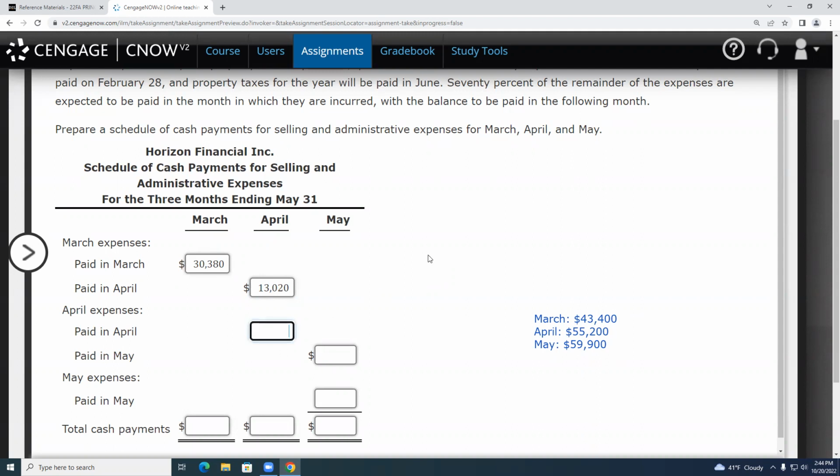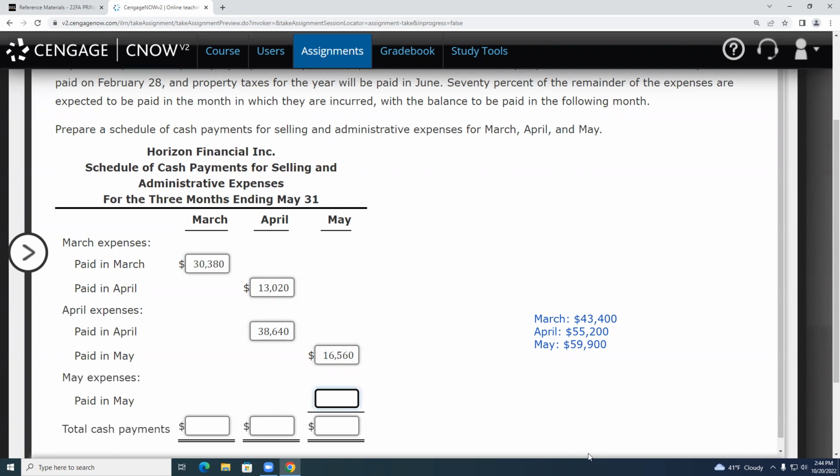We'll do the same thing for April. Of the number I have over here in blue on the right-hand edge, 70% is paid in April, and the other 30% will be paid in May.